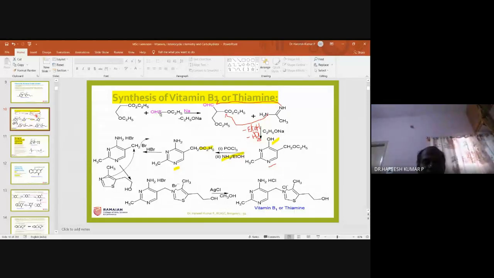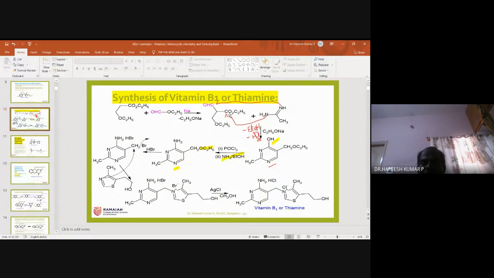The obtained one is called 1,3-dicarbonyl compound. How is it 1,3-dicarbonyl? This is 1, 2, 3. This 1,3-dicarbonyl compound reacts with amidine. How will it react? There will be a new bond formation between this nitrogen and this carbon.